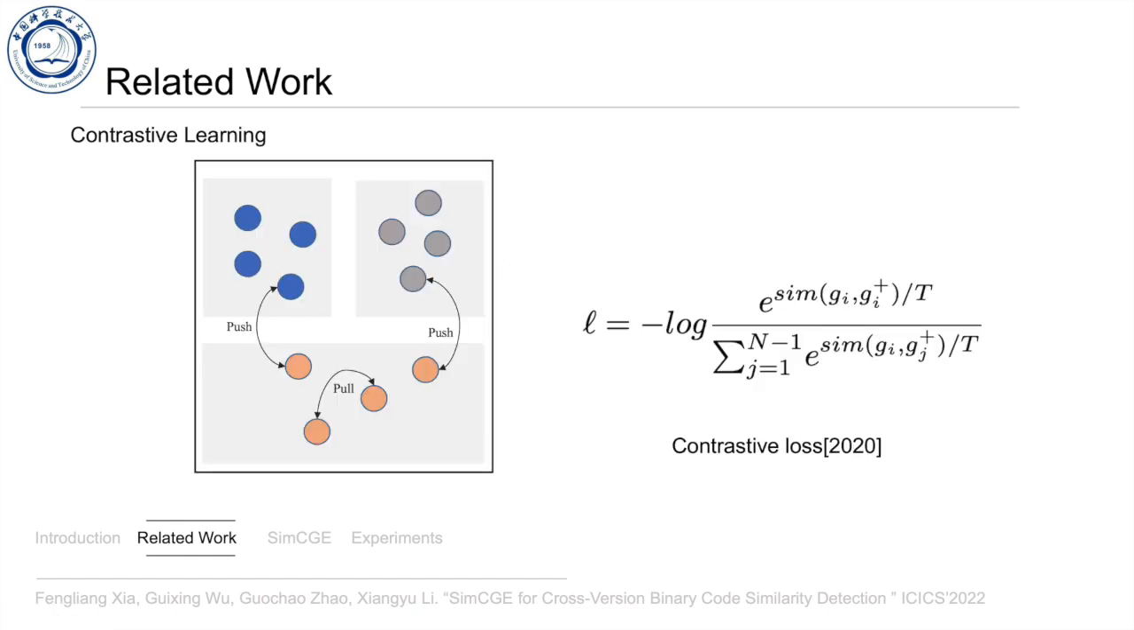As shown on the left, it is a schematic diagram of contrastive learning. It aims to learn effective representations by pulling semantically close neighbors together while pushing away non-neighbors. The key to contrastive learning is constructing positive example pairs. On the right is a mathematical expression for contrastive learning, which hopes that the higher the similarity of positive examples, the better, and the lower the similarity of negative samples, the better.